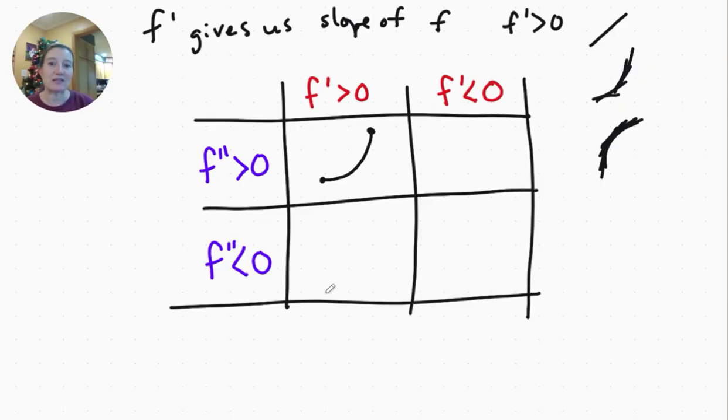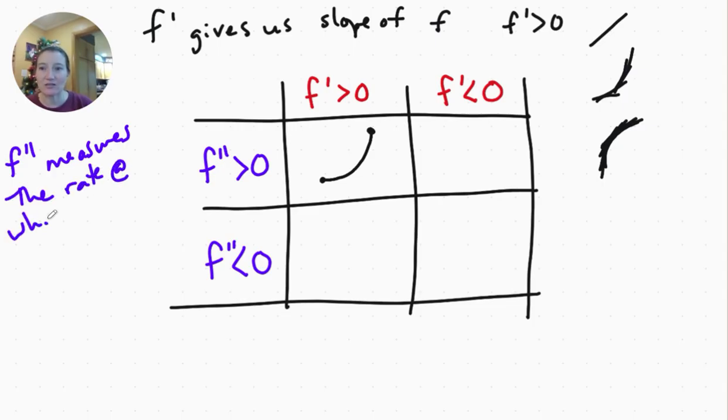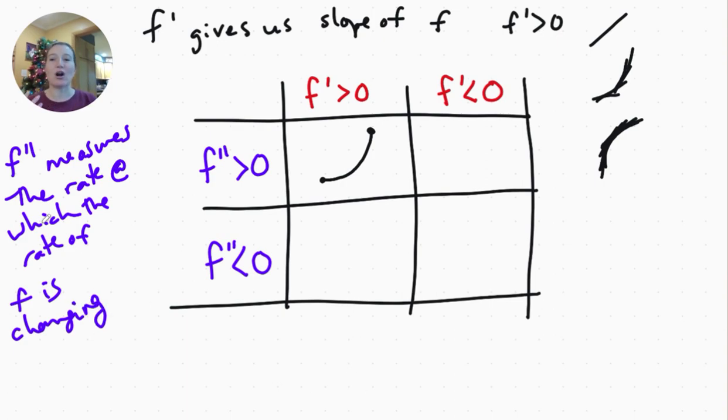If f prime is positive, but f double prime is negative, so f double prime measures the rate at which the rate is changing, the rate at which the rate of f is changing. And I want to really encourage you, if you're talking about these functions, that you use their proper names, okay? And we distinguish between positive and increasing. Those words do not mean the same thing, okay? This curve up here that I've drawn has a positive slope everywhere, and that slope is increasing.